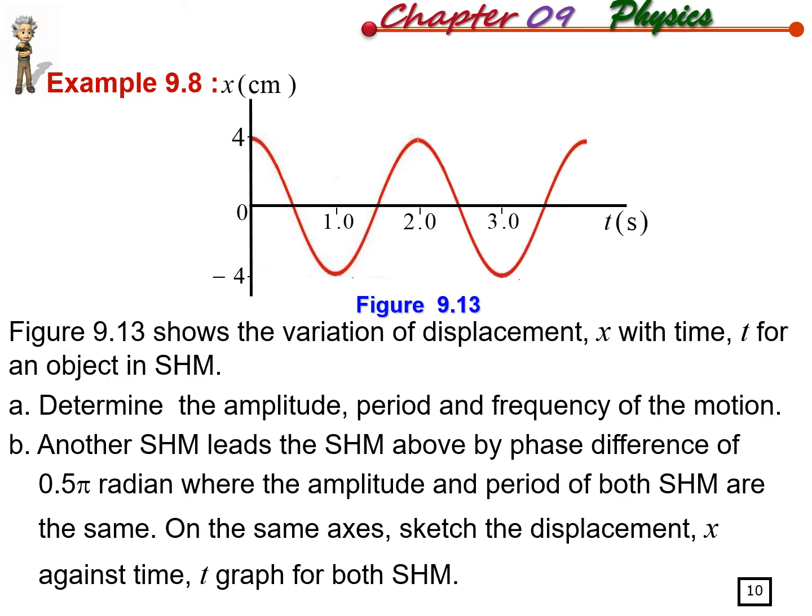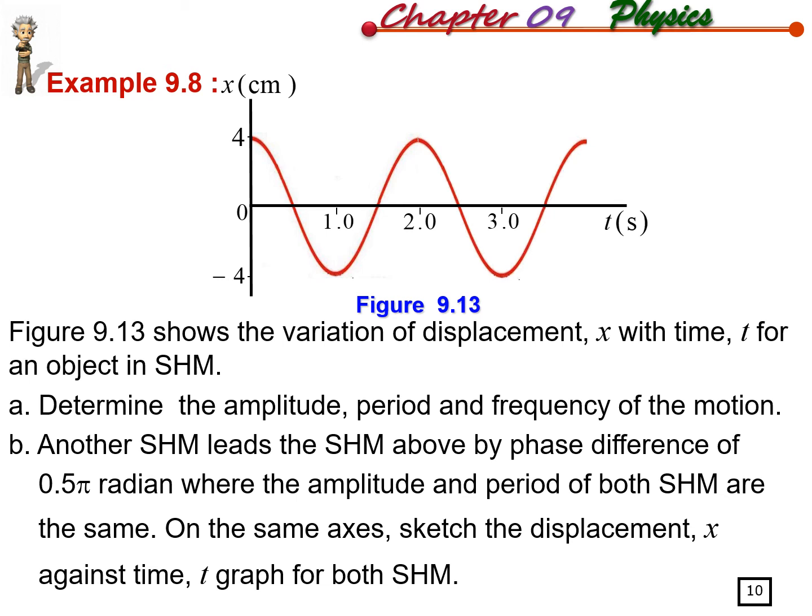Okay, example 9.8. You have figure 9.13 which shows the variation of displacement x with time for an object in simple harmonic motion. They wanted to determine the amplitude, period and frequency of the motion. So for this one, I think you can refer back to the first example on how to obtain the values from the graph. Basically, amplitude and period you can determine from the graph, and frequency we can calculate by using the value of the period.